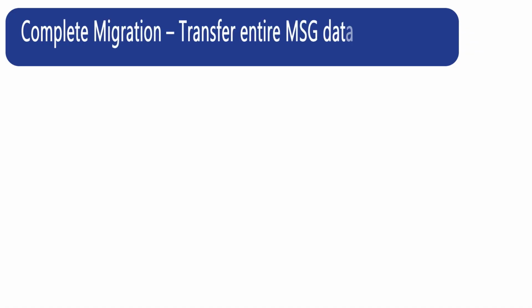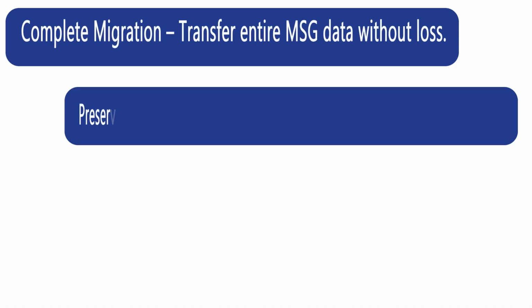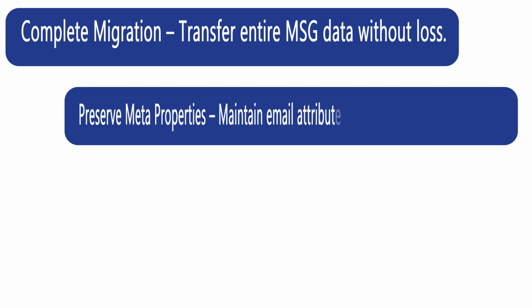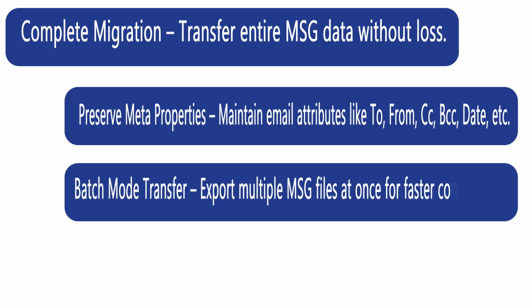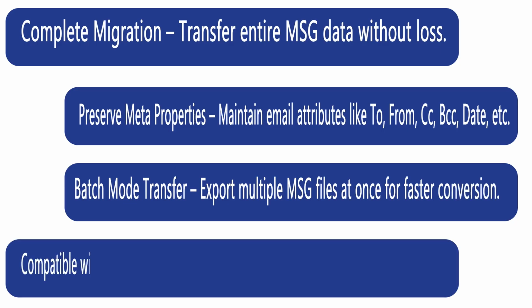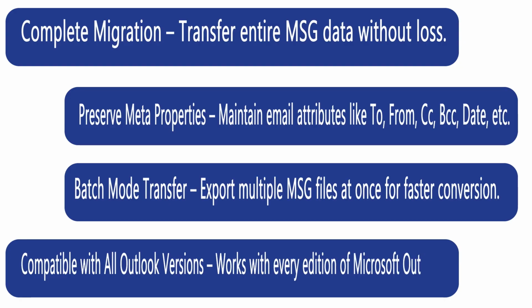Complete migration. Transfer entire MSG data without loss. Preserve meta properties. Maintain email attributes like to, from, CC, BCC, date, etc. Batch mode transfer. Export multiple MSG files at once for faster conversion. Compatible with all Outlook versions. Works with every edition of Microsoft Outlook.